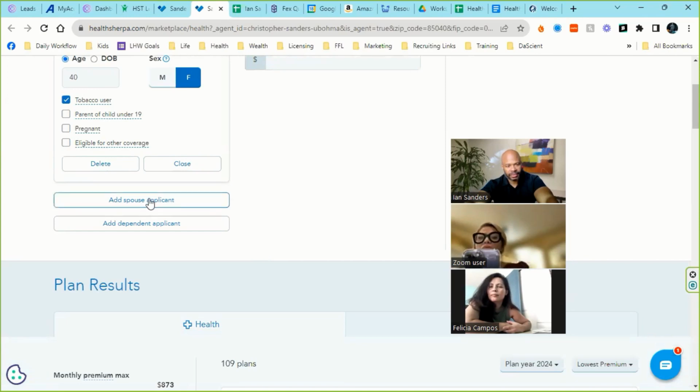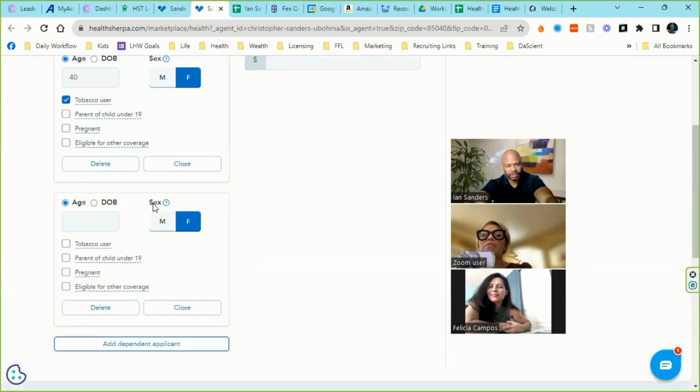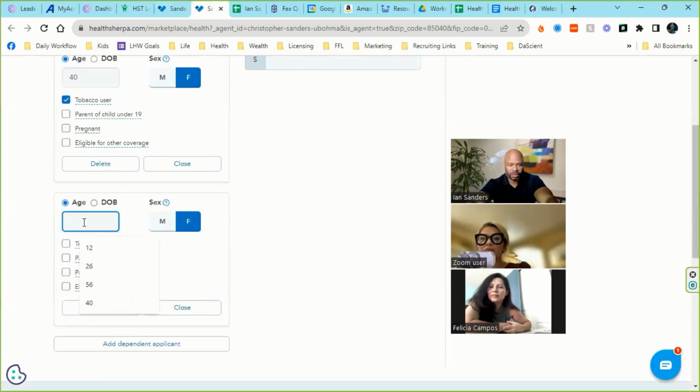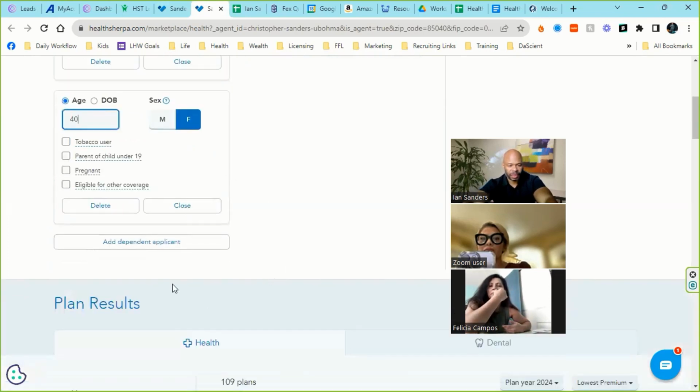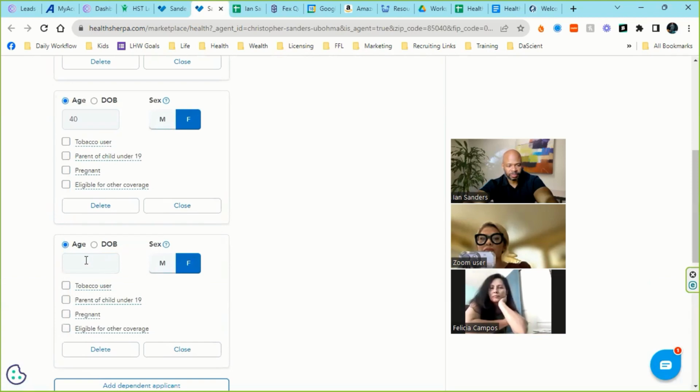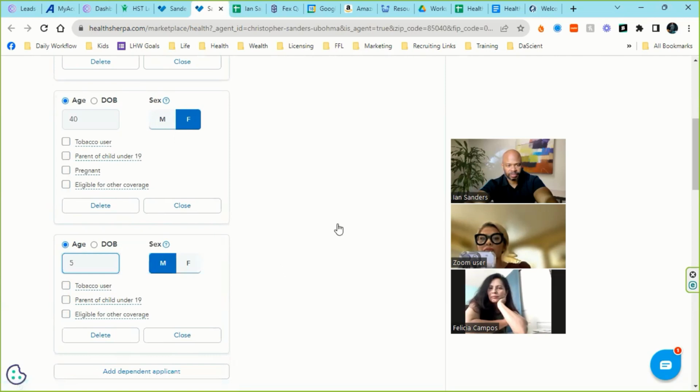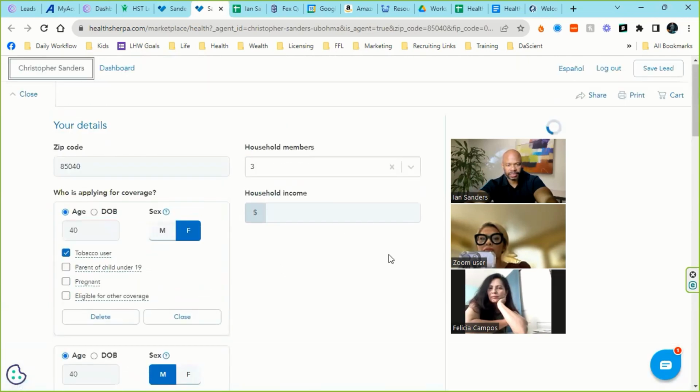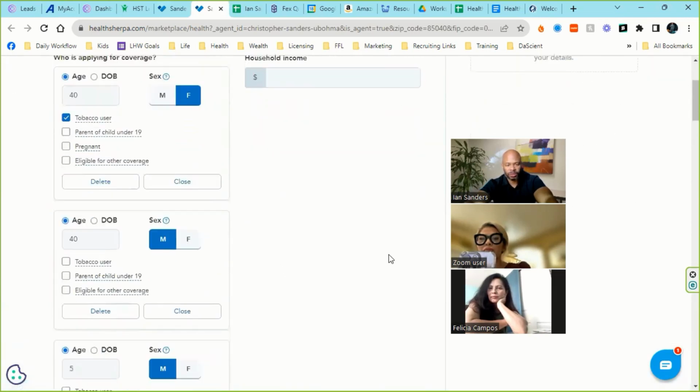It's getting there, I hope. There it goes. All right. We'll go ahead and put not 40. And then we'll add the dependent. And he's 5. All right, that looks good. All right, so we have 3 household members.